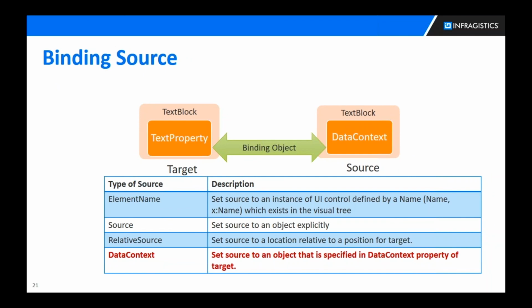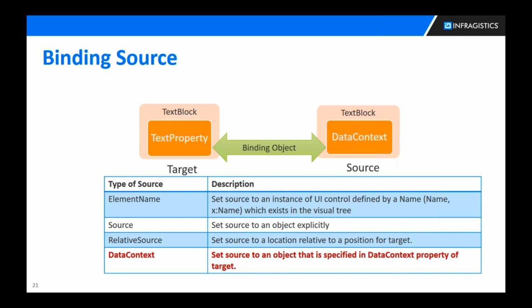When you set the binding source, there are a couple of ways to set the source. The first one would be ElementName, which I just showed. If you have the source in the visual tree and it has a name, you can set the name for the binding source. So you use the ElementName attribute and set it to the name of the UI control inside of the visual tree.